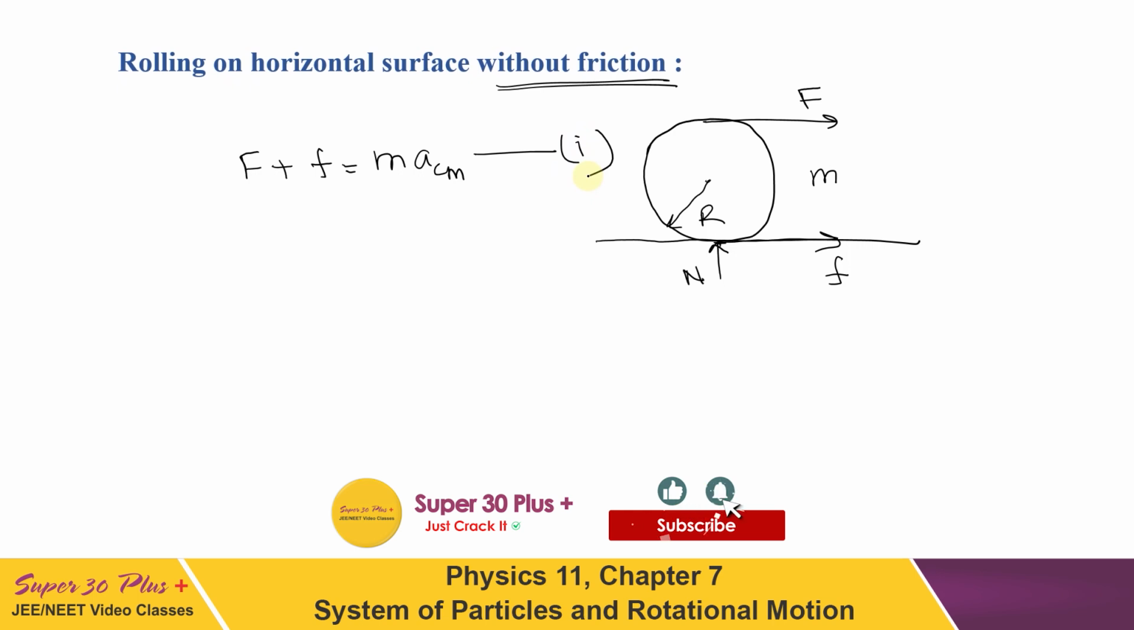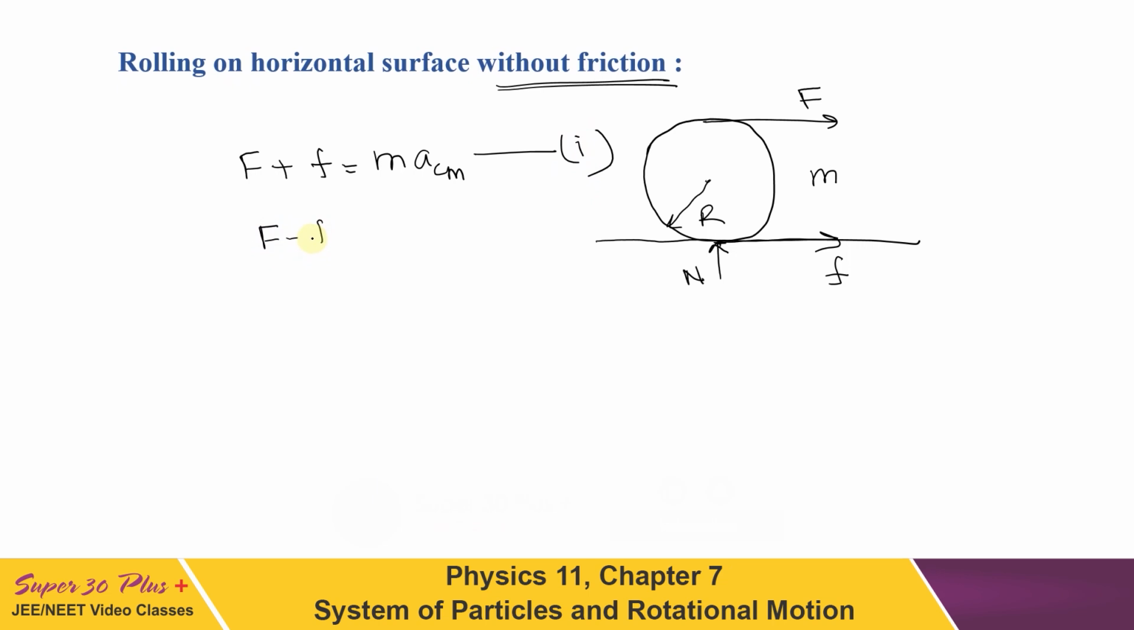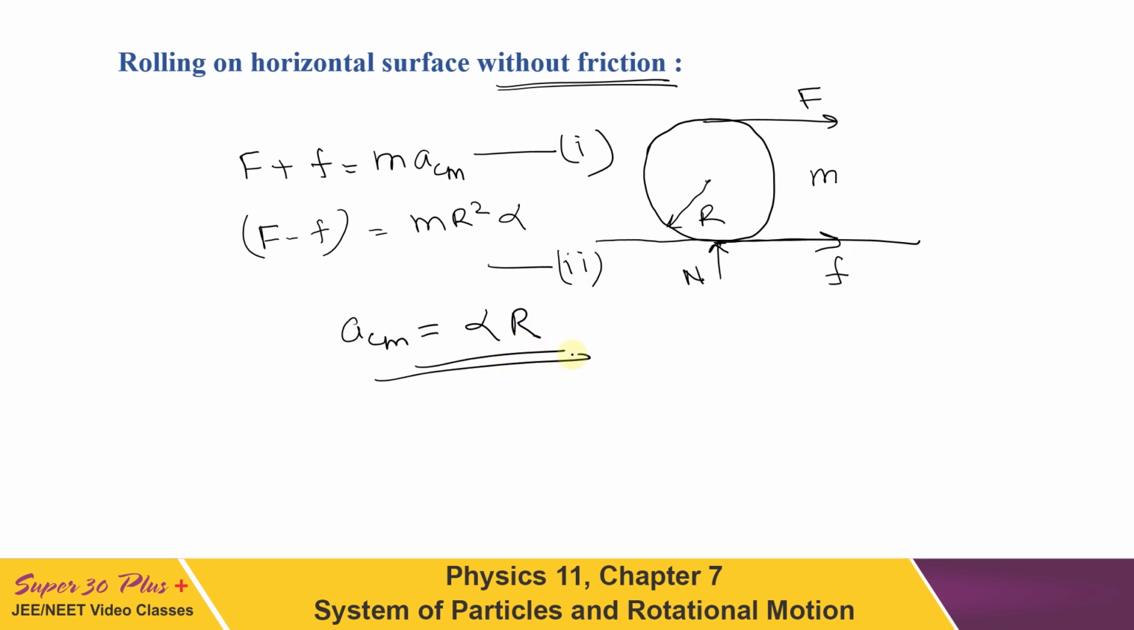And for torque about center of mass, we have to write F minus F to be equal to, this is a ring, so I am writing mr square as I and then alpha. This is our equation number 2. If it is a pure rolling, always we can write ACM to be equal to alpha r. Now if you substitute this value here, you will get F to be equal to 0.